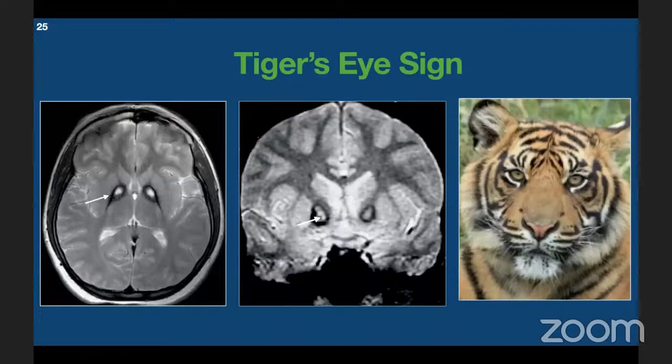This appearance is common but not pathognomonic for Hallervorden-Spatz disease. It can also be seen in Steele-Richardson syndrome or progressive supranuclear palsy, multisystem atrophy, Wilson's disease, and some forms of Parkinson's disease.